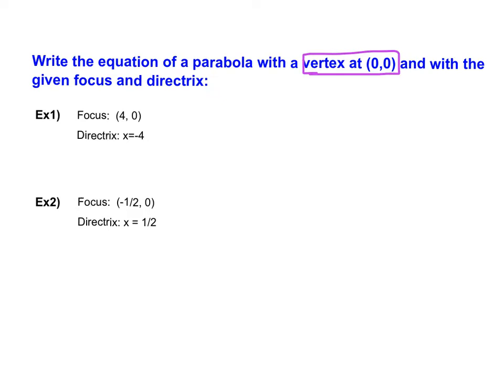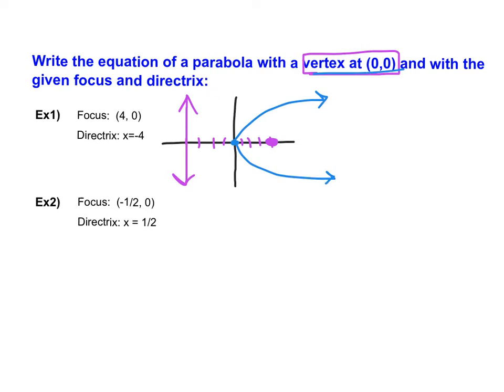What I'm going to do for each of these is draw a sketch. If I start off with this first one, I draw a sketch here of my coordinate plane, and I find that my focus is at 1, 2, 3, 4, 0, so it's right there. And I find that my directrix is a vertical line at x equals -4. So it's right here. What I can see here is that I have a parabola centered at 0, 0, and it's opening to the right because it's going to open around that focus point. And then I can see that my p value here is 4.